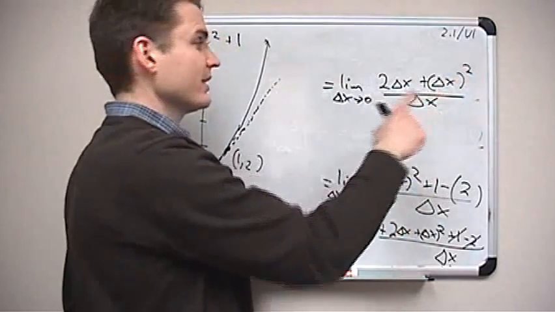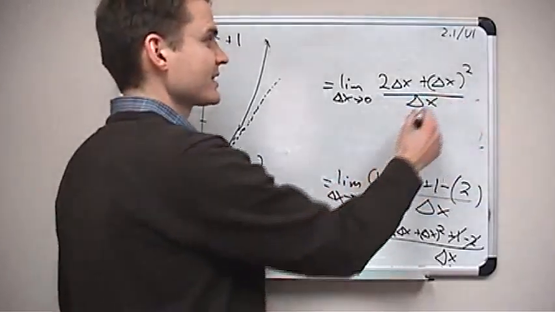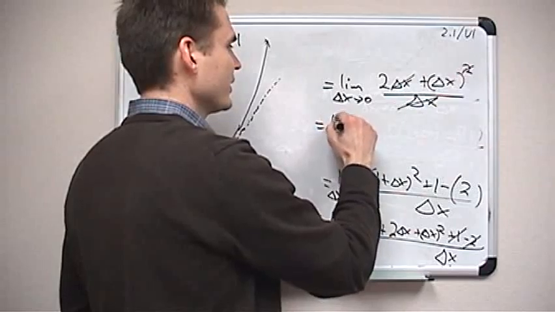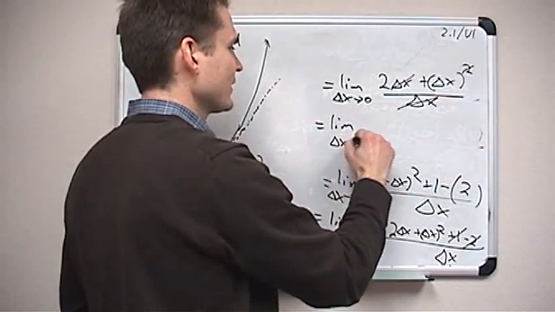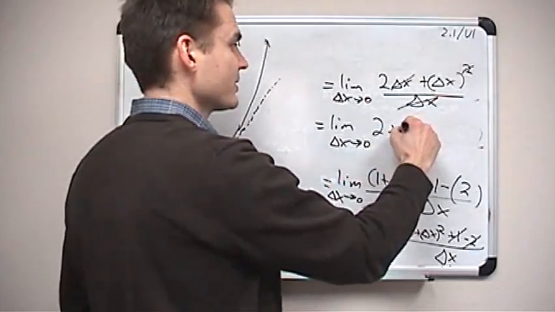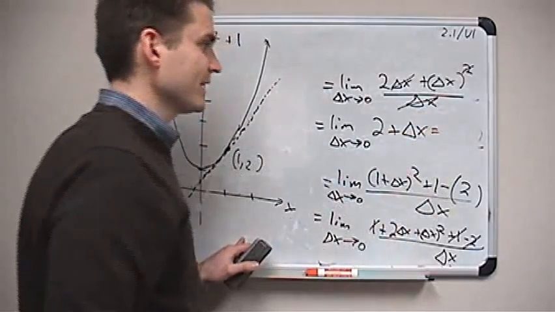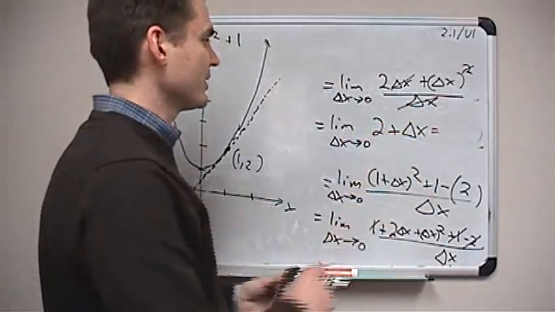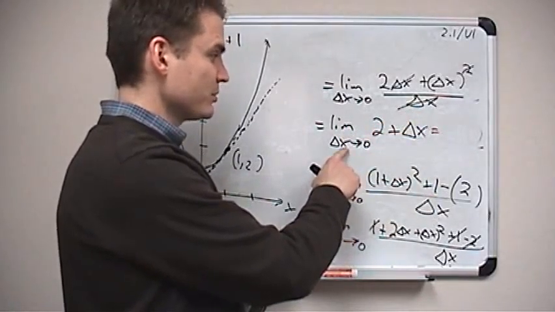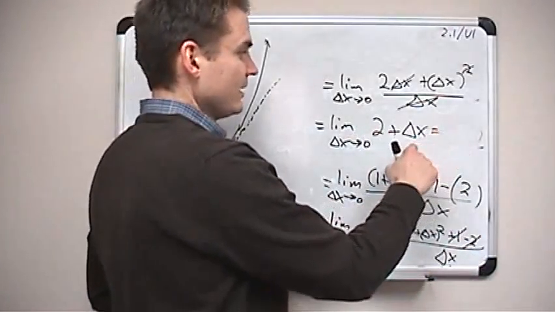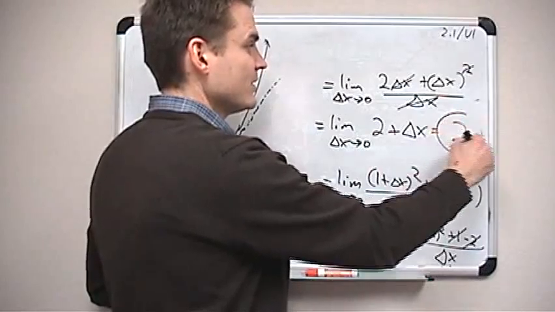Now, in the numerator, each term has a factor of delta x, so I can cancel the one in the denominator with one in the numerator from each term. And what I end up with is this. The limit as delta x approaches 0 of 2 plus delta x. Okay, now, right here, I've gotten rid of the delta x in the denominator, so finally it's okay just to put 0 in for delta x. I can use direct substitution now. And of course, when I replace that with 0, I get 2.